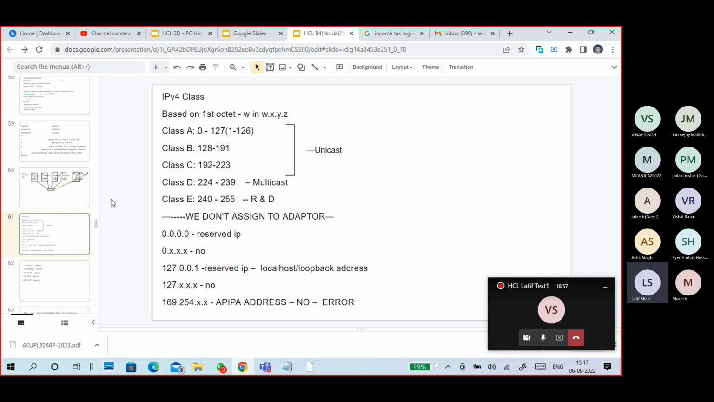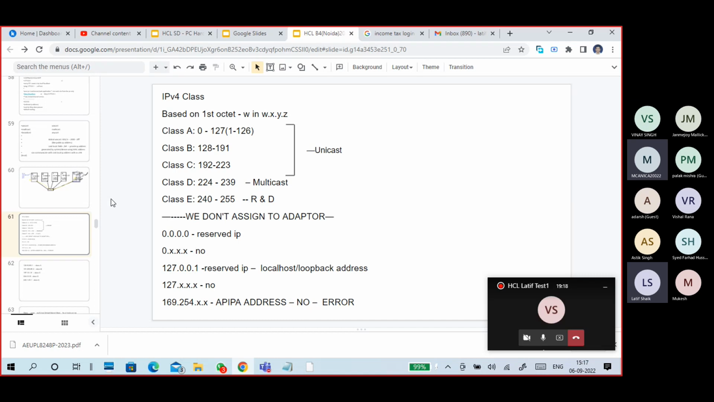But what is very important? Your explanation is different, and the sticking points are different. So, IP addresses, IP address classes, which we discussed yesterday. Here it is: class A, class B, class C, class D, class E.